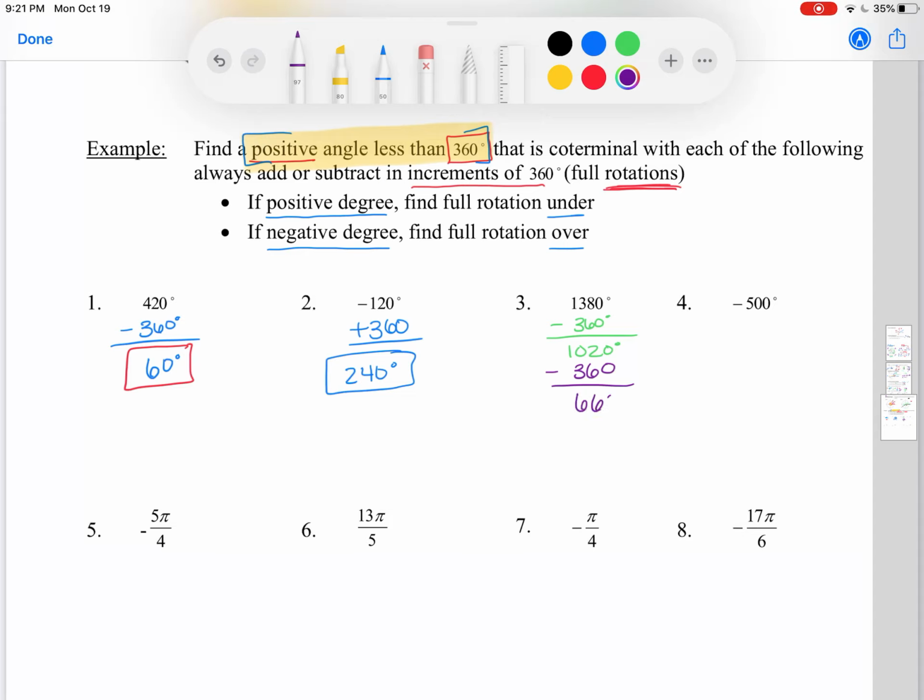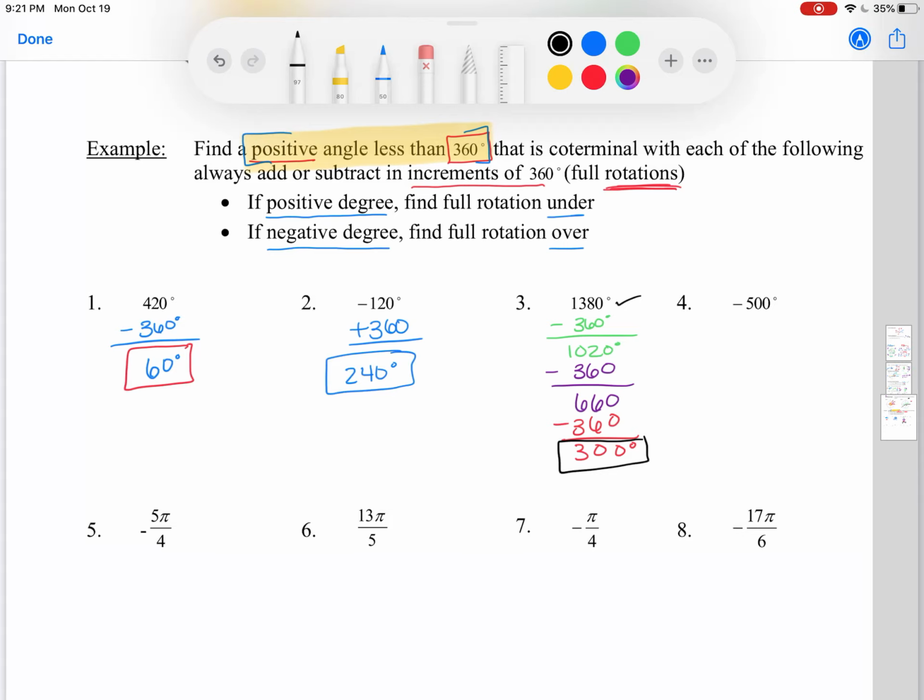It gets me to 1,020 degrees. Well, that's still way over. So guess what? I have to repeat and subtract another 360. That's going to get me to 660. Still over. Going to subtract 360 again. And that gets me 300 degrees. Well, 300 degrees is indeed okay. It is between 0 and 360, so I can stop there and submit my answer.